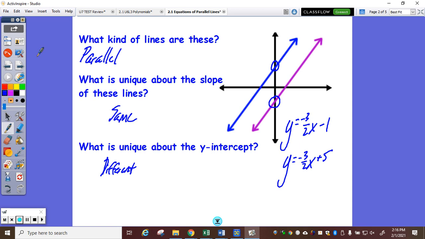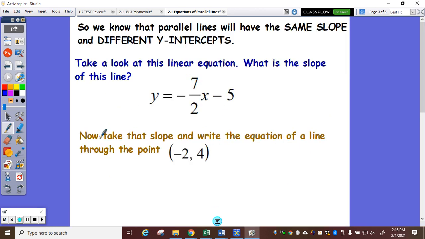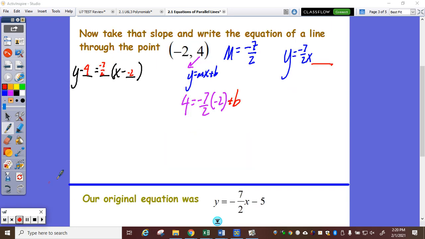Okay? So, if we come over here and look at this, what's the slope of this line? Okay, so the slope is negative 7 over 2. Okay? So here's what I want you to do. I want you to take this slope, and I want you to write the equation using this slope going through this point. Write the equation of that line. Does that make sense?